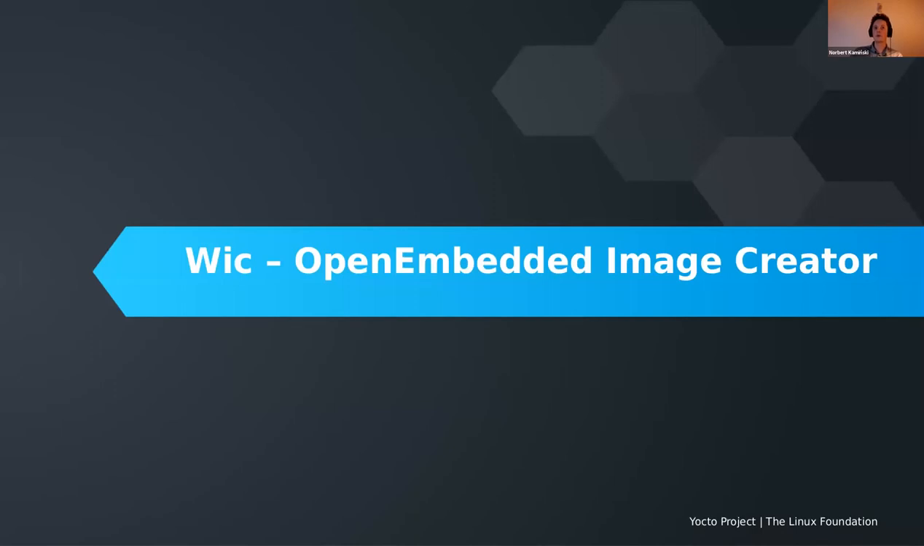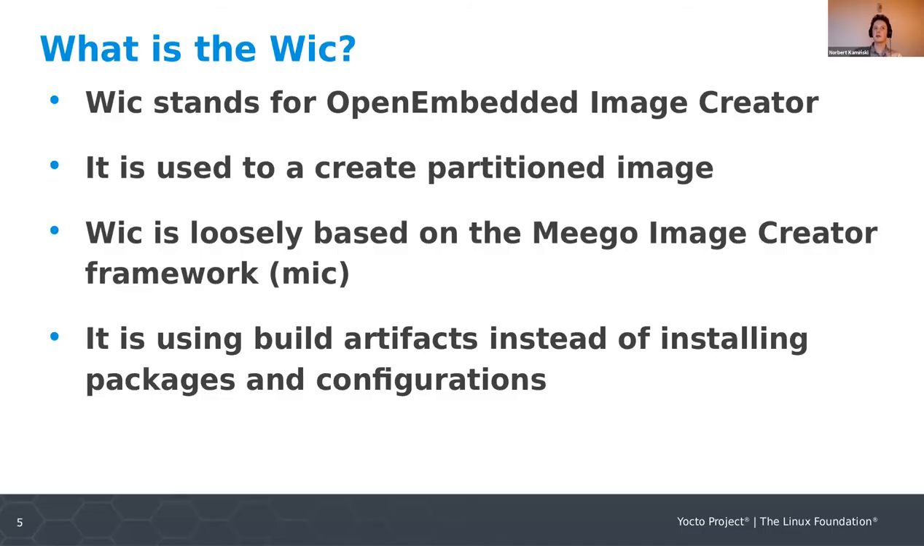In the first part of my presentation, I will tell you some information about the Open Embedded Image Creator, Wic. So what is Wic? Wic stands for Open Embedded Image Creator, but you may ask why it's W in this acronym. The documentation says that OE would be too hard to remember and too hard to pronounce. So let's stay with Wic. It's used to create a partition image. It's loosely based on the MIC image creator framework, but the main difference between Wic and MIC is that Wic is building the partition image from the artifacts that were built before. It's not installing the packages and custom configurations.